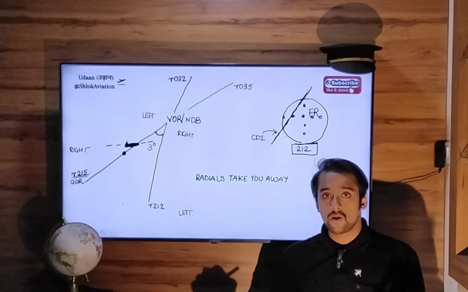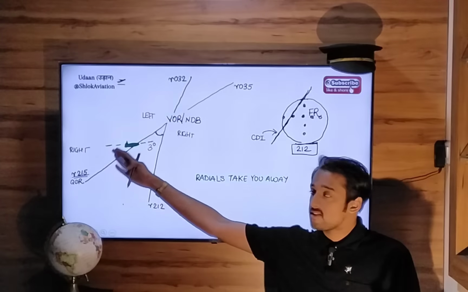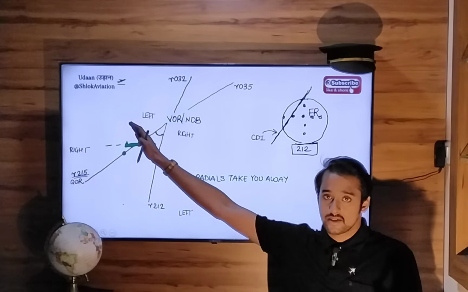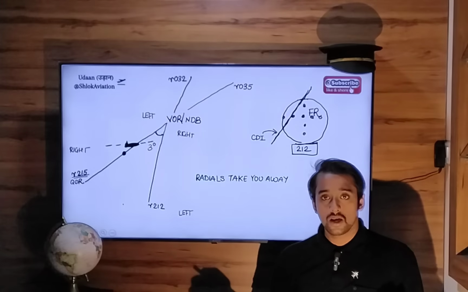Also, when flying outbound, the perspective is important. When flying outbound, this will be your right side. When flying inbound, this will be your left side. Same goes with this side and this side. So that is another thing you have to remember.